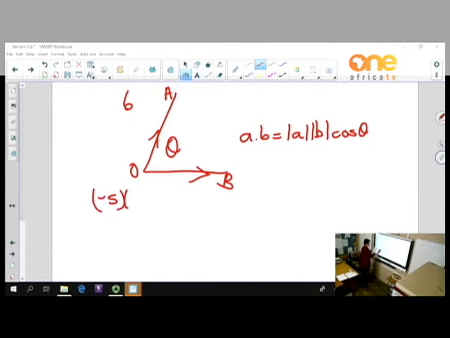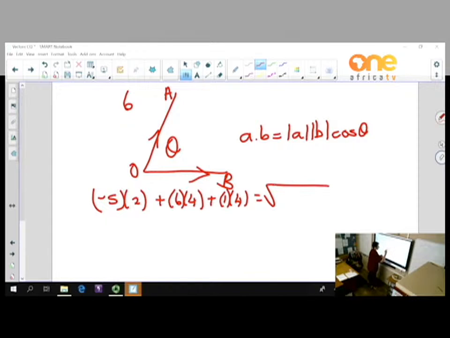So negative 5 times 2 plus 6 times 4 plus 1 times 4 is equal to, so now we get the magnitude of the one vector, OA. That's what you're going to do now. So it is negative 5 squared plus 6 squared plus 1 squared. And then the second one, so now we're talking about OB. We work with OB now. 2 squared plus 4 squared plus 4 squared cosine theta.